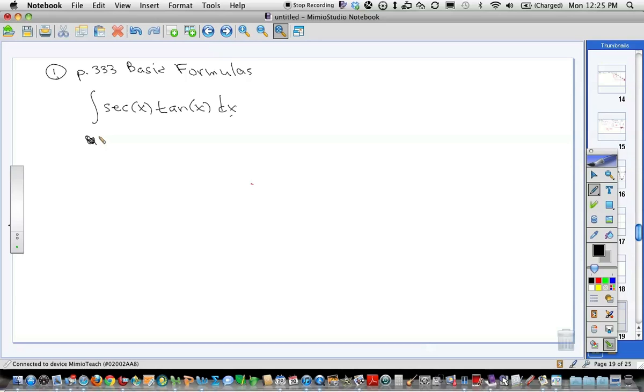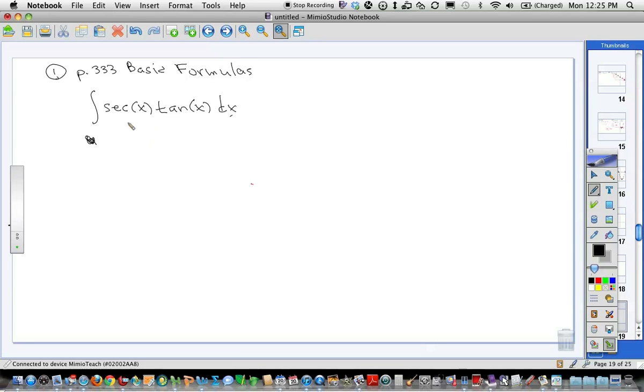Now, what is the antiderivative of secant x tangent x? Secant x. Right? Because the derivative of secant x is secant x tangent x. So therefore, the antiderivative has got to work backwards. If you knew that, that would be a very easy one to do on the gateway test. You just write secant x plus c and you'd be done.